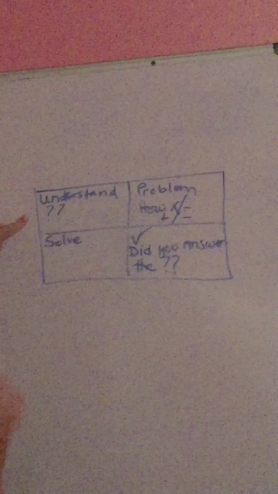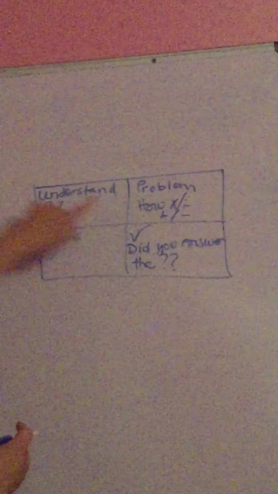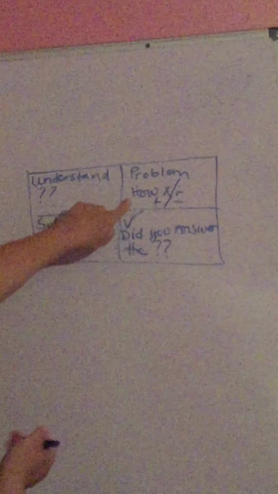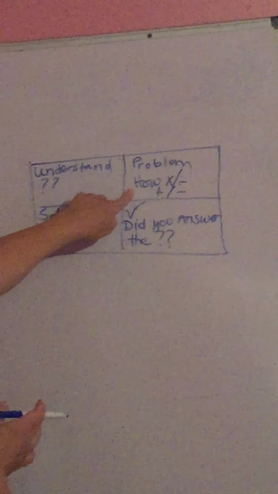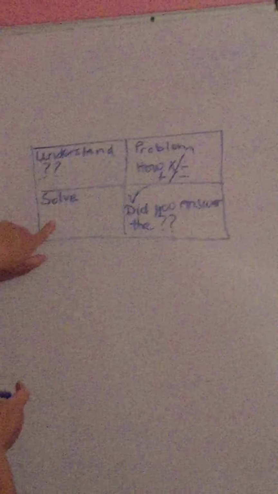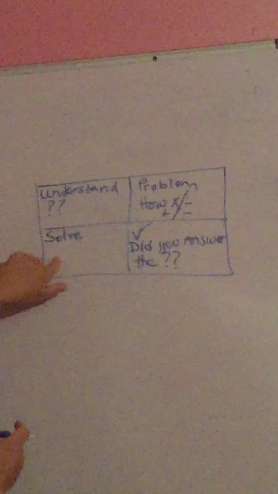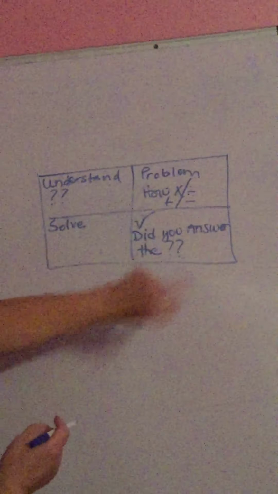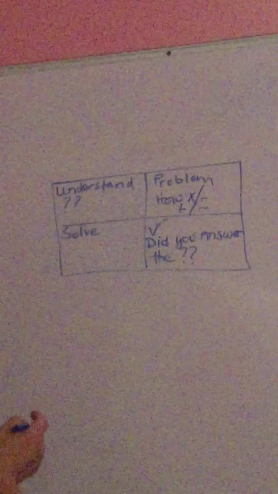Okay, so understanding. So, what is the question? What do they want you to do? Write the problem. Tell me how you are going to solve it. Are you adding, subtracting, multiplying, dividing? And then over here, you're going to solve. That means you're going to actually do the work over here. And then you're going to check your answer. Did you answer the question that they asked?